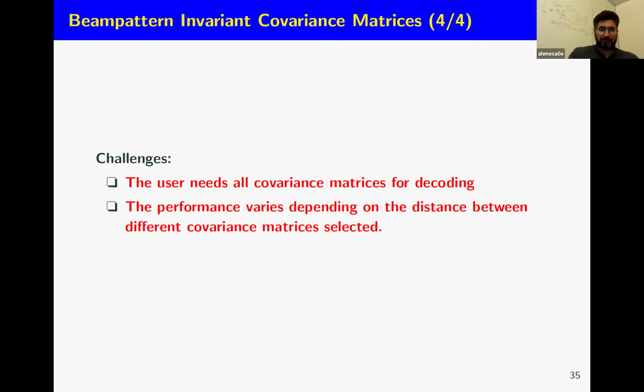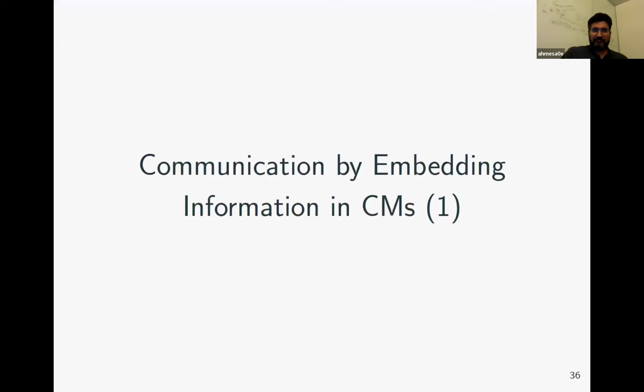But there is one problem here. The bit error rate performance depends on the distance between covariance matrices. For example, in the case of BPSK, if I generate one covariance matrix, then I generate a second covariance matrix. If the distance between them is high, my bit error rate will be very good. If they are very close, the bit error rate will not be very good. So this is the disadvantage.